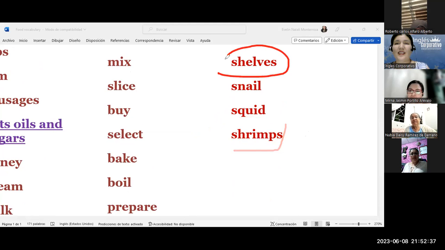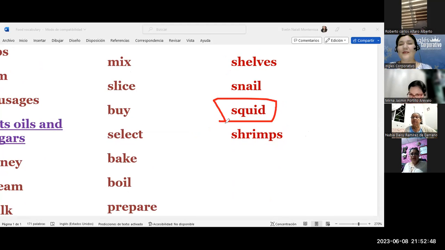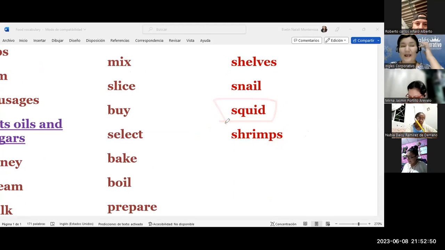Shelves, conchas. ¿Sí? Conchas. Squid, yes. Squid. Squid, calamar. Calamar, como calamar.